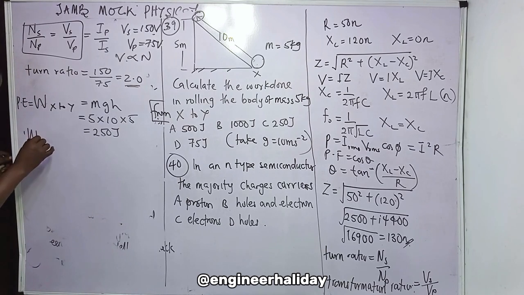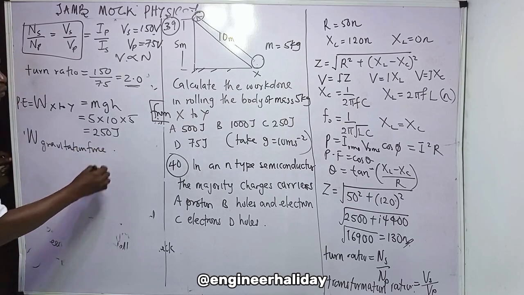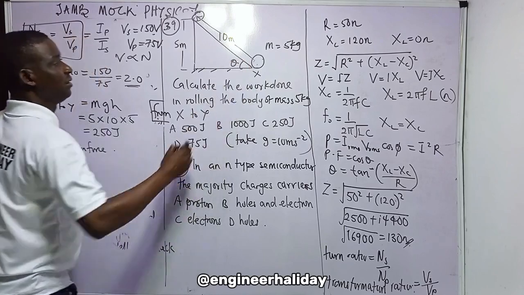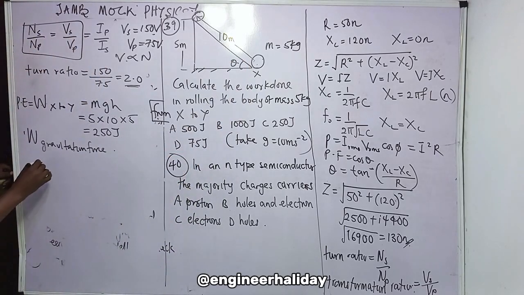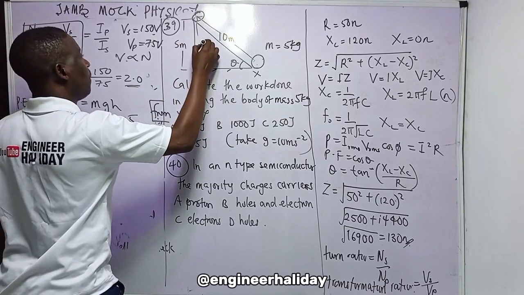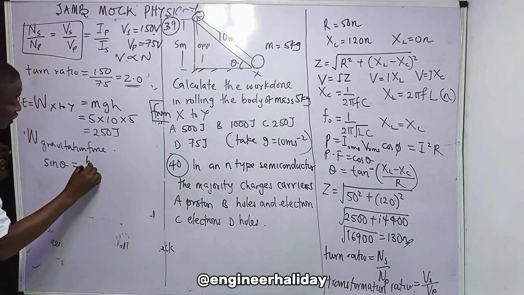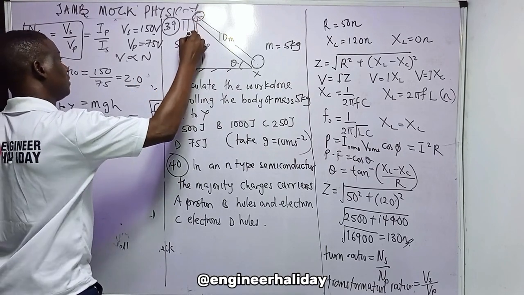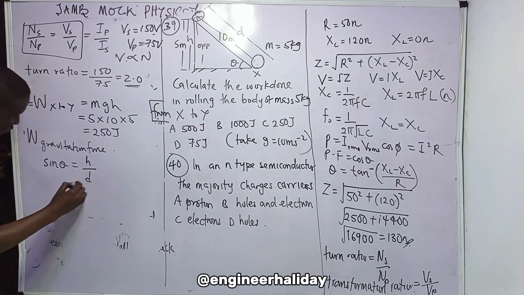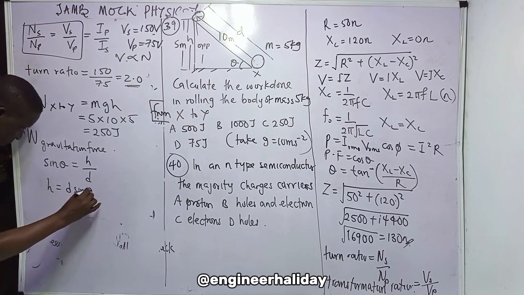If you don't want to do it like that, you want to use the work done due to gravitational force. Now don't forget, let's use this theta, which they give us as theta there. Now sin theta is equal to opposite over hypotenuse. So it's h over the distance d. So h over d, opposite over hypotenuse. So h equals d sin theta.